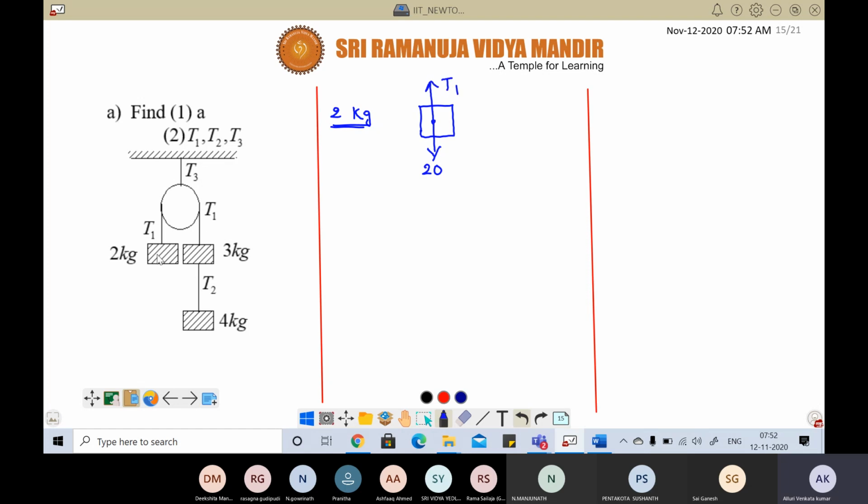Now here we can know in which direction these blocks will move. This side 3 kg is there, 4 kg is there. So 3 plus 4, 7. So directly it will go downwards. So that means this side acceleration will be downward, that side acceleration will be upwards.